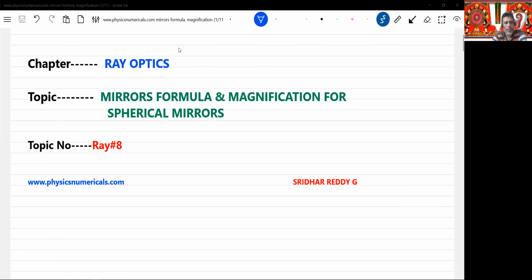In the chapter ray optics, today's topic will be the mirror formula, magnification, and the image tracing using ray diagram. If an object is kept at a specific point, where the image will be, we are going to demonstrate all these things. Okay, let me take you to the screen. So the chapter is ray optics, mirror formula and magnification for spherical mirrors, and the image tracing. These are the things we are going to discuss in today's class.